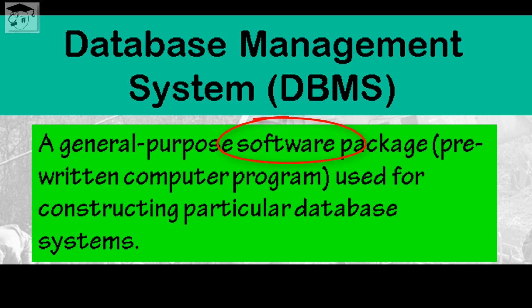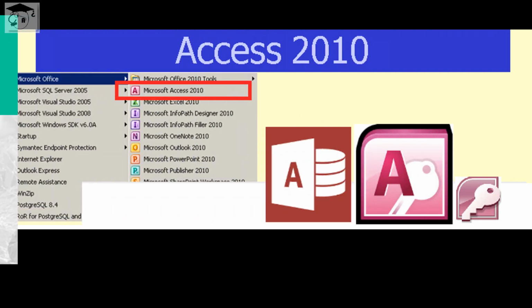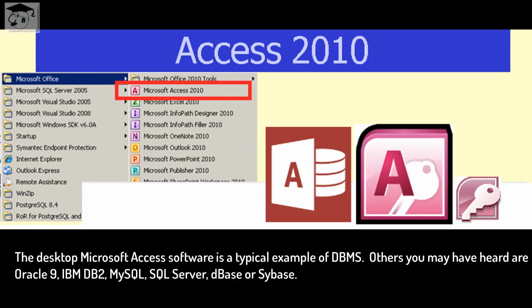Then, what is DBMS? We have seen it often in publishing. It is a general-purpose software used for constructing particular database systems. The desktop Microsoft Access software is a typical example of DBMS. Others you may have heard of are Oracle 9, IBM DB2, MySQL, SQL Server, dBase or Sybase.